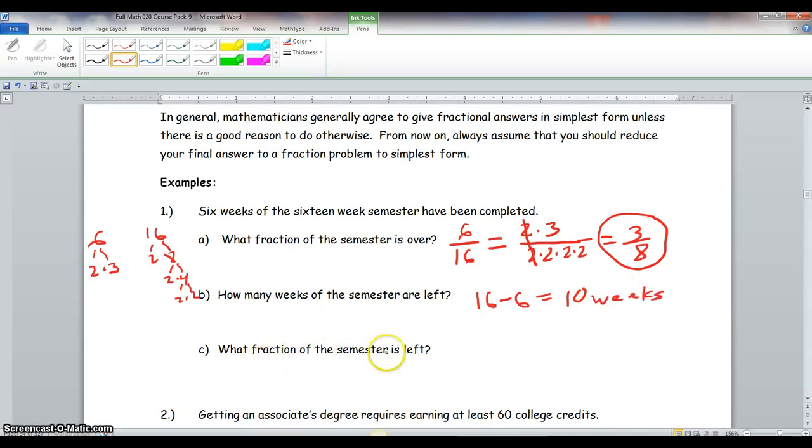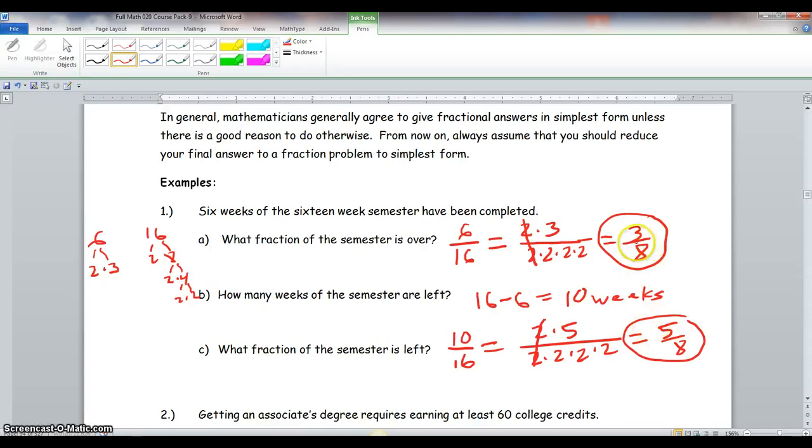Now it says what fraction of the semester is left. So we know our complete semester is 16 weeks, and we had 10 weeks left. Now we already had the prime factorization of 16, which was 4 2's, which we did in A. Now the prime factorization of 10, we know breaks down to 2 times 5. These 2's simplify out, and you will be left with 5/8.